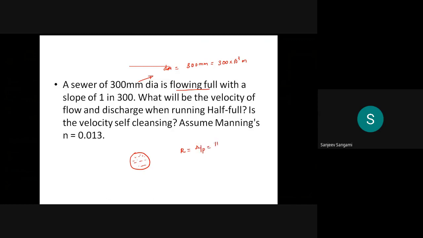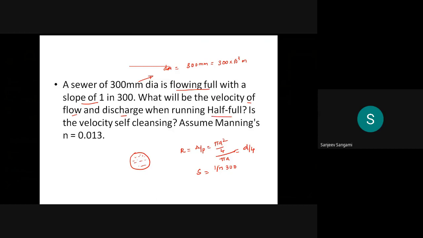Then pi d square by 4 divided by pi d, per meter. So then you'll get d by 4. Then he has given the slope, that is S, which is 1 in 300. So then what will be the velocity of flow and discharge when running half full?